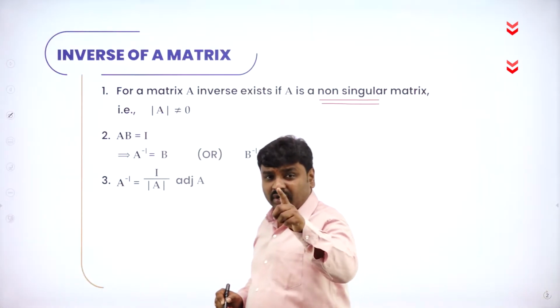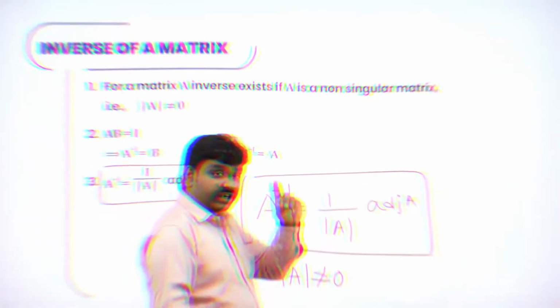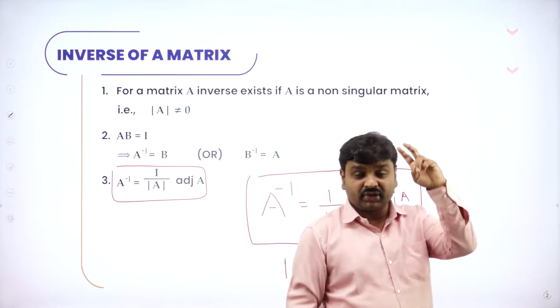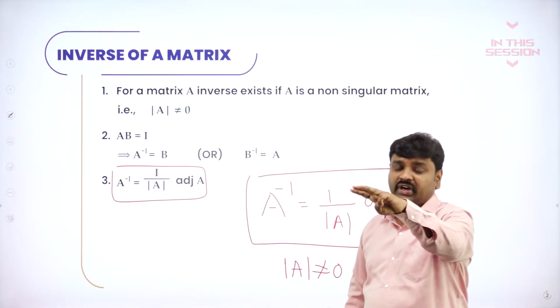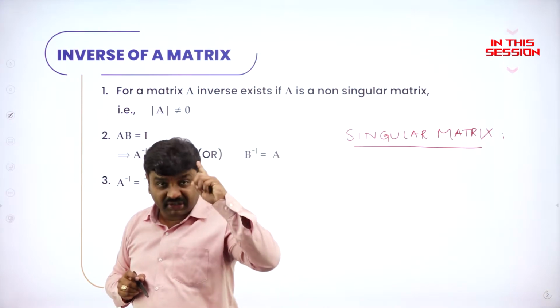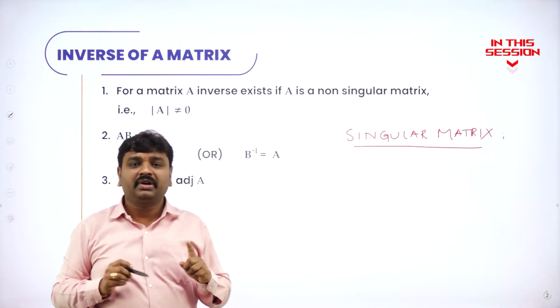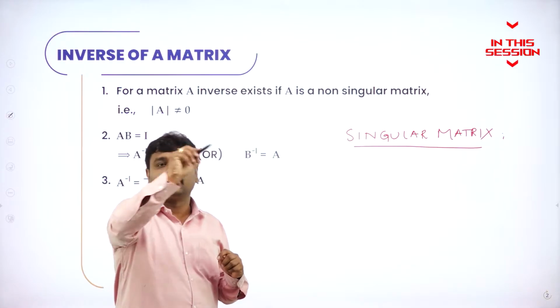Inverse exists only for what? Non-singular matrix. To find adjoint, we need to find minor, then we need to find cofactor, then we need to go for adjoint. A matrix, basically a square matrix, is said to be a singular matrix if its determinant is 0.